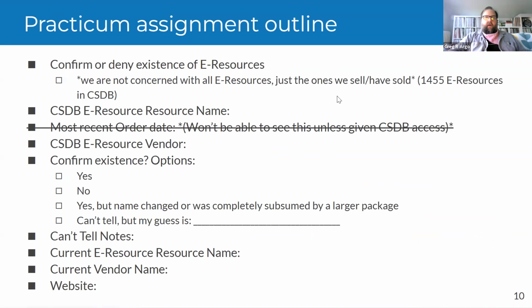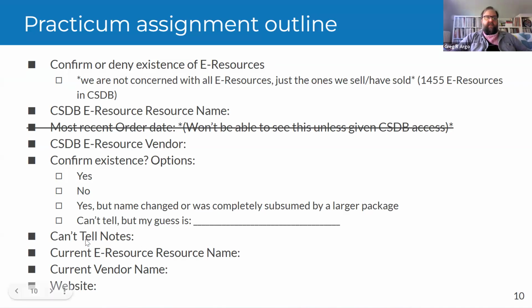This is an actual outline provided to Simon. Not a ton of detail, but the task was confirm or deny the existence of e-resources in a spreadsheet. We're not looking at all the e-resources, so we exported a report with just the ones that we had sold. We also have entered things that we've not sold. We also exported the CSDB resource name, the CSDB vendor name, and in the spreadsheet, Simon was supposed to confirm that it still existed, yes or no. Yes, but it's changed, or I can't tell.